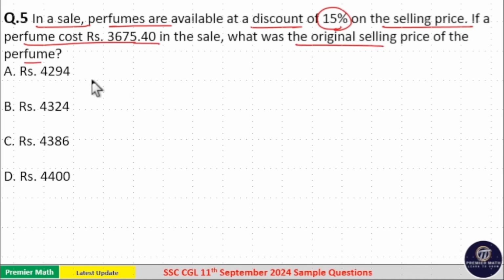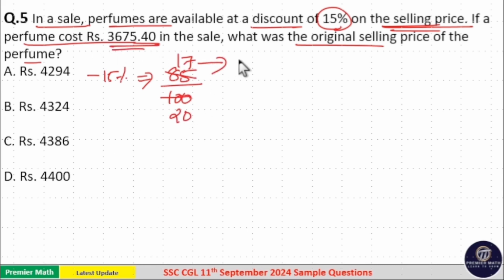Here 15% discount means 100 minus 15, 85% is the new price. That is, this discount is on the selling price. If 100 part was the original selling price, now after this 15% discount, 85 part is the new selling price. Now ratio is 5 goes 17 times in 85, 5 goes 20 times in 100. So this 17 part is equal to 3675.40.